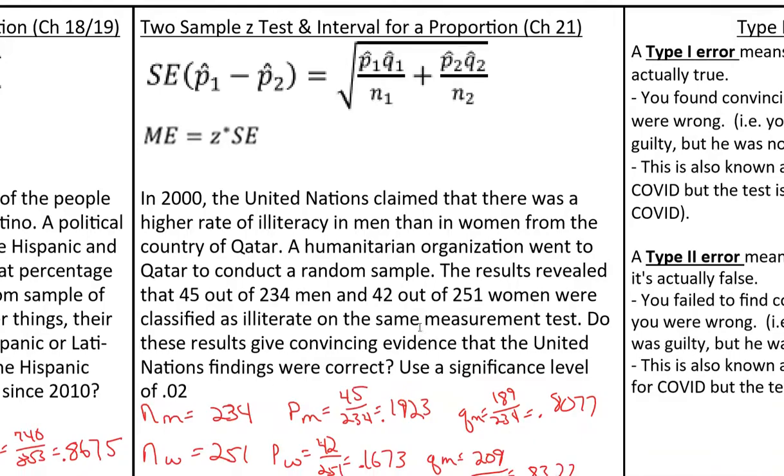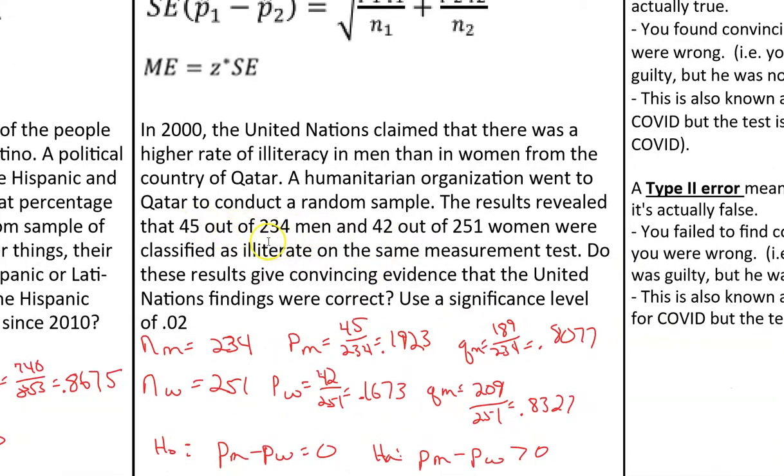So what I need to do is put those into Statlet, the 45 out of 234 and 42 out of 251. Before I do that, I set some numbers: N is 234 for M is men. So I find PM, which is what percentage are illiterate, 45 out of 234, so that's 0.1923, and 0.8077. All you really need at this point is to know that it's 45 out of 234. And then you have to figure out how many are literate, which would be 234 minus 45. That is 189.